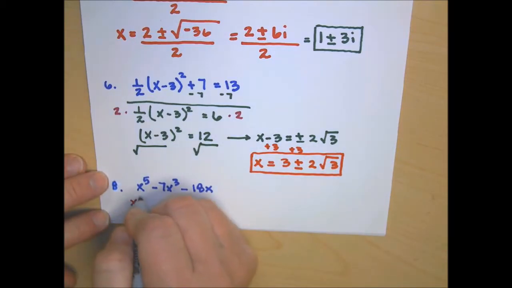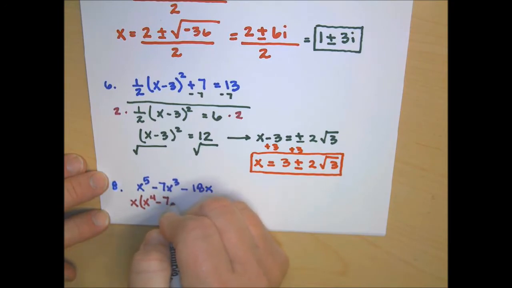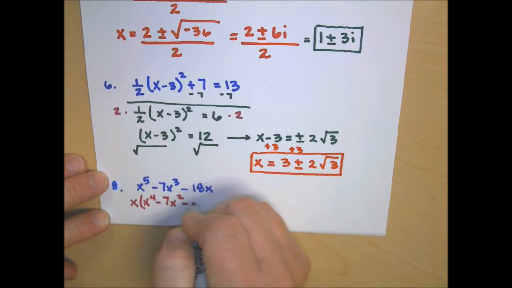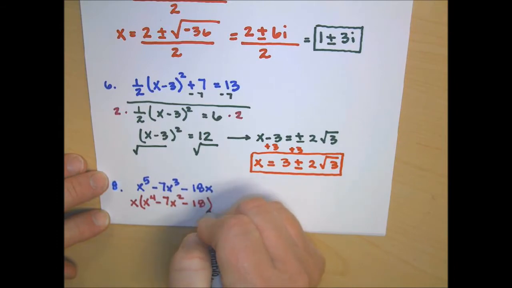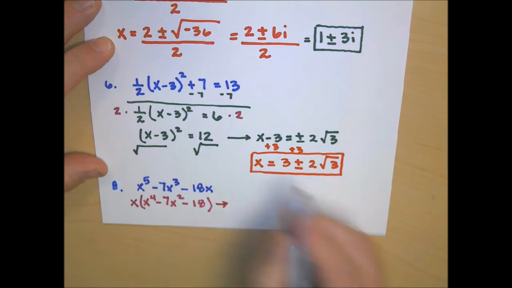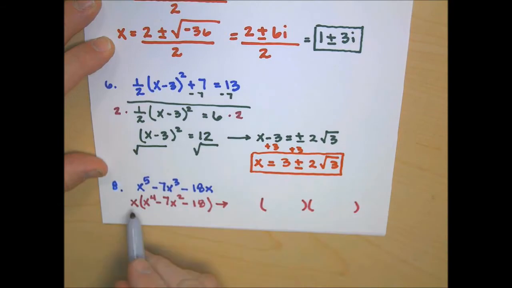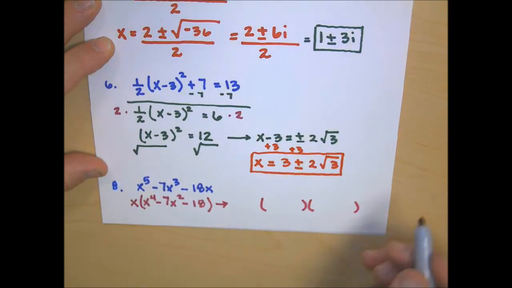x to the 4th minus 7x squared minus 18. Now I can factor this. There are factors of negative 18 that add up to negative 7, and that would be negative 9 and positive 2. Don't forget about that GCF of x. It's going to come in our final answer.